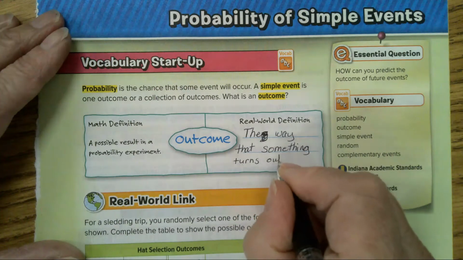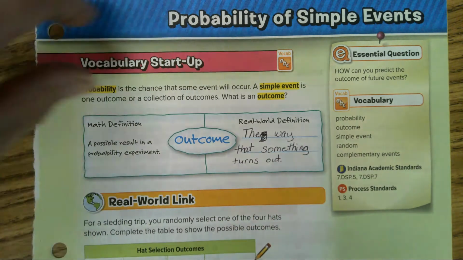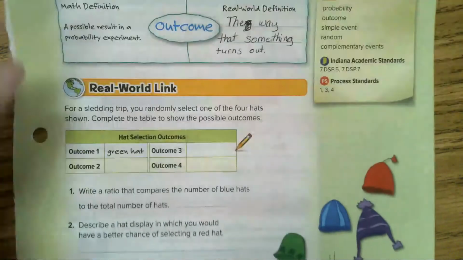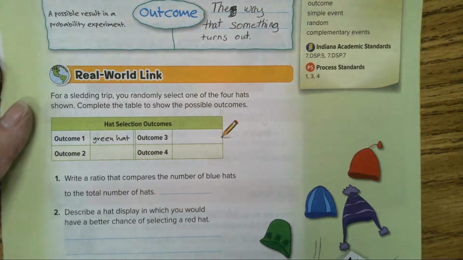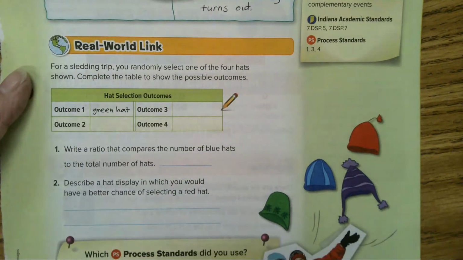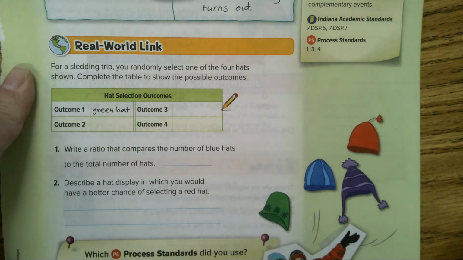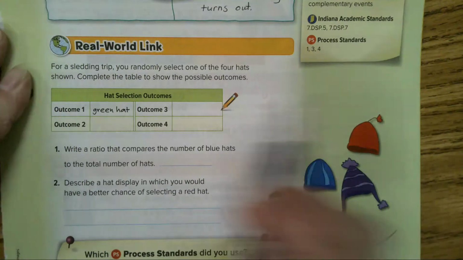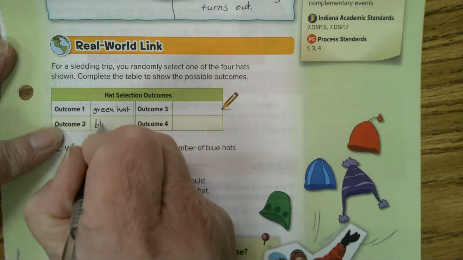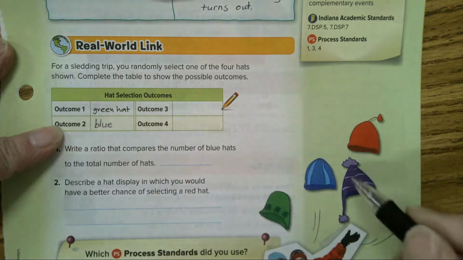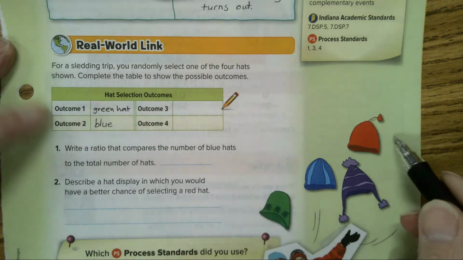Okay, this should be a pretty easy lesson today. Real world link. For a sledding trip, you randomly select one of the 4 hats shown. Here are the 4 hats. Complete the table to show the possible outcomes. Well, outcome 1 could be green hat, or you could choose the blue hat. Now, you don't have to put these in the same order as I have. Then I'm going to say purple hat, and my last one's going to be red.